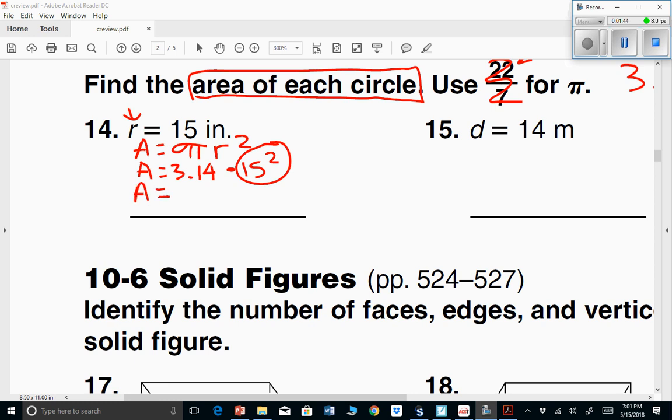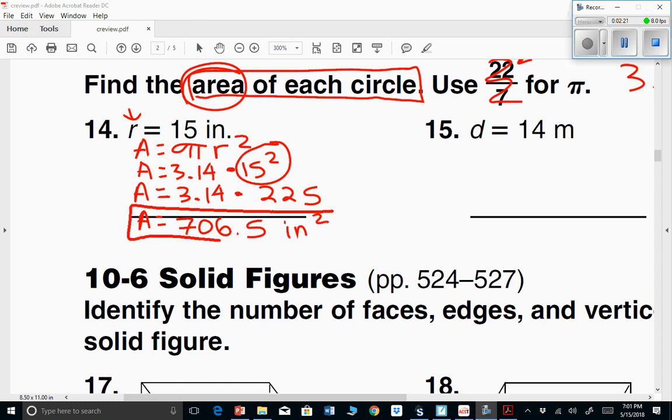So just copy this stuff we're not dealing with yet, and then do 15 squared on your calculator. 15 times 15 is 225. And then all that's left is to multiply 3.14 times 225. And your answer should be 706.5. And we'll keep our unit, which is inches, but because they're asking for area, area is always measured in square units. So it's going to be 706.5 square inches.